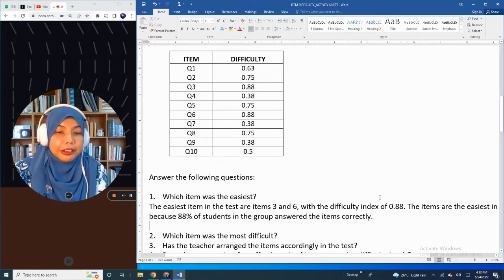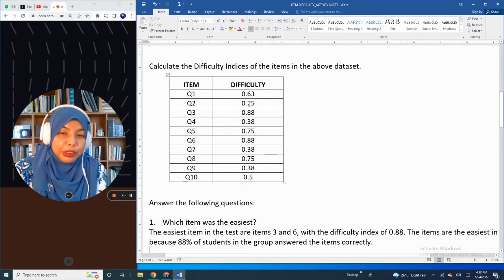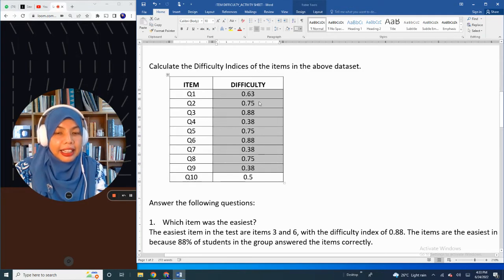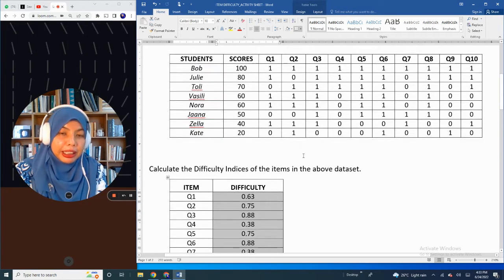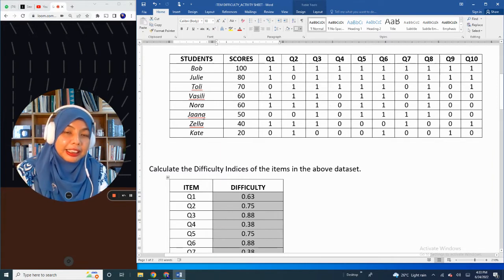All right, so if you notice, we do have repeated indices, and the indices do not range that widely. One of the main reasons is that when we do test administration, our test size or sample size is too small.